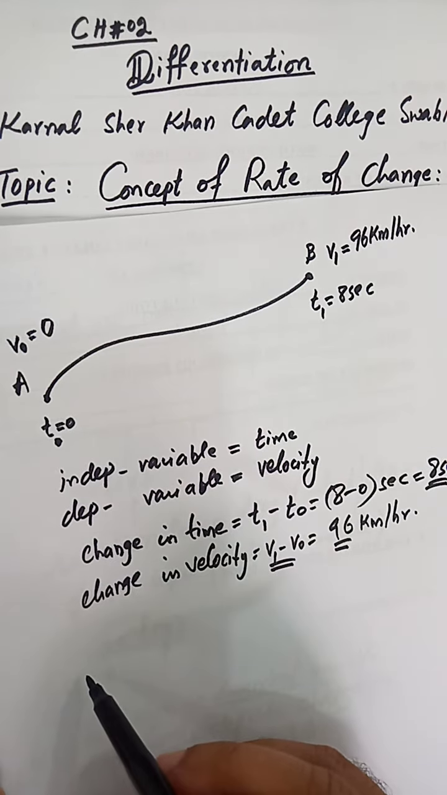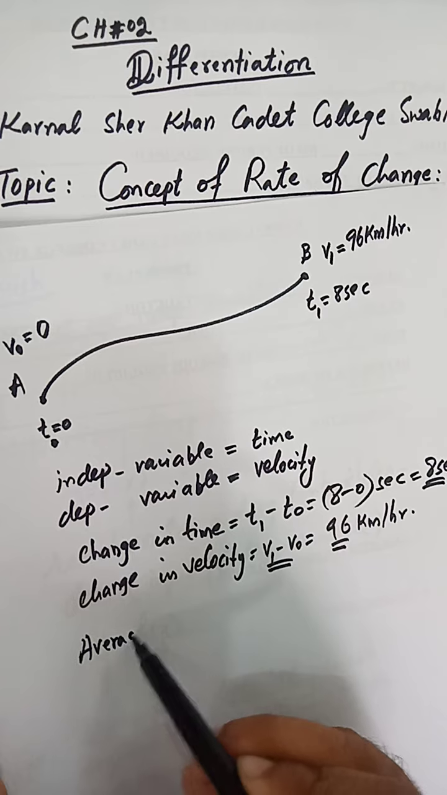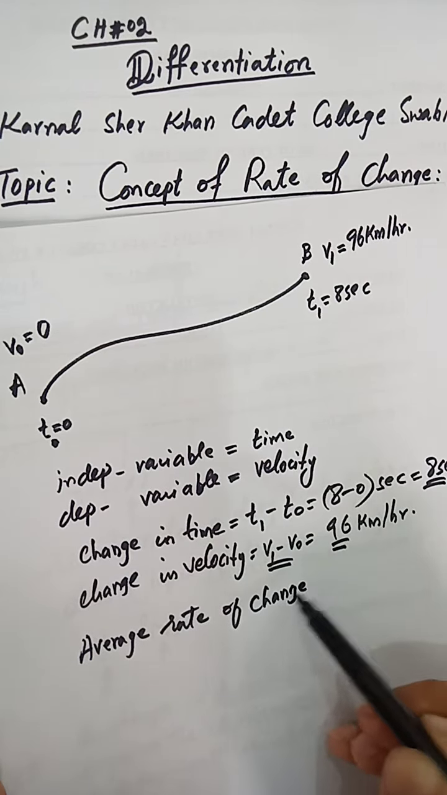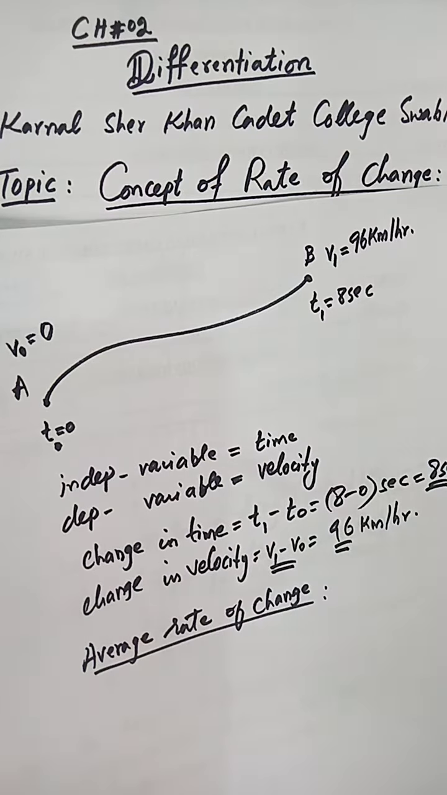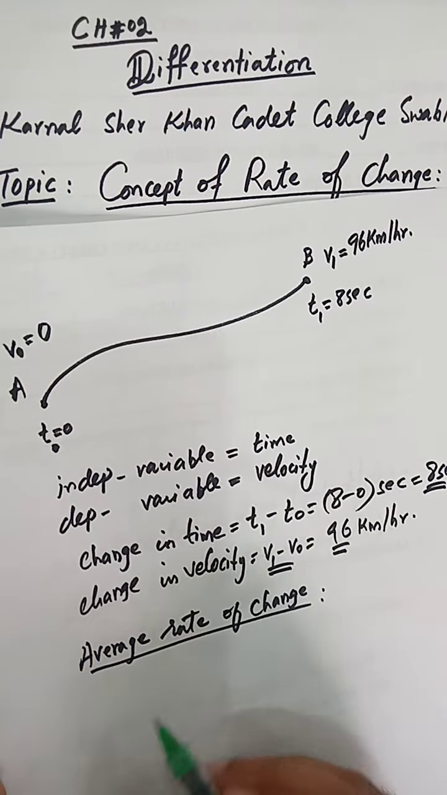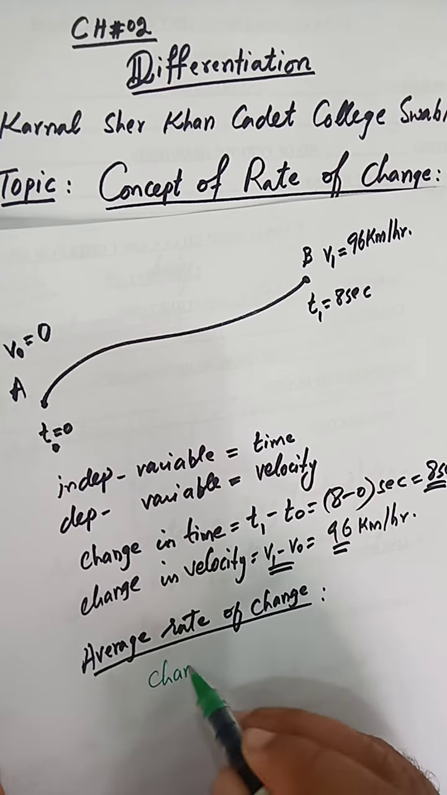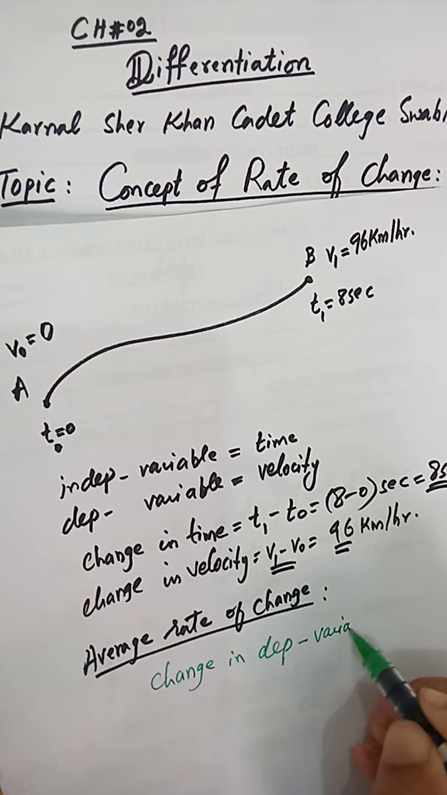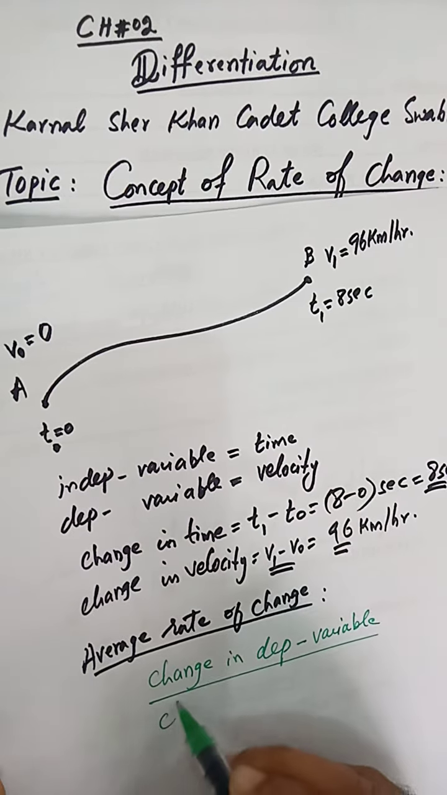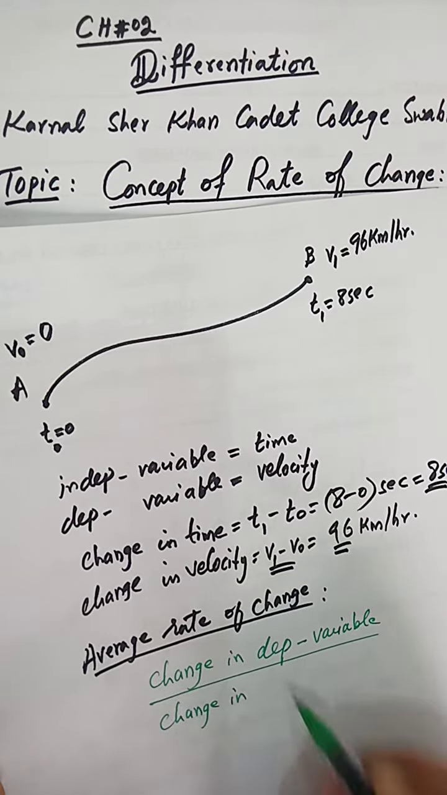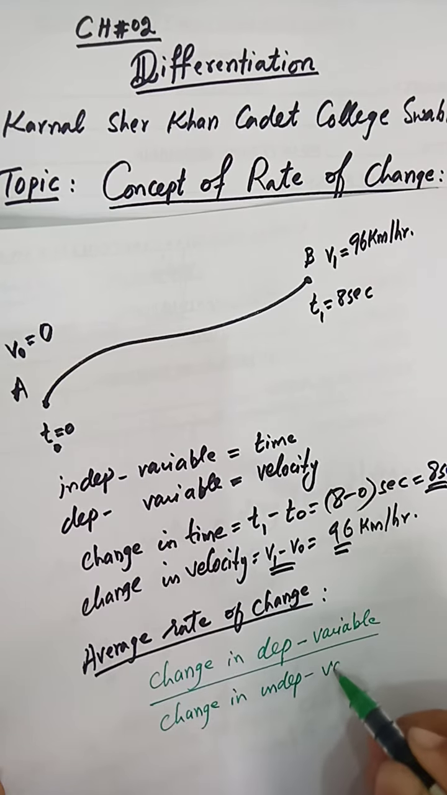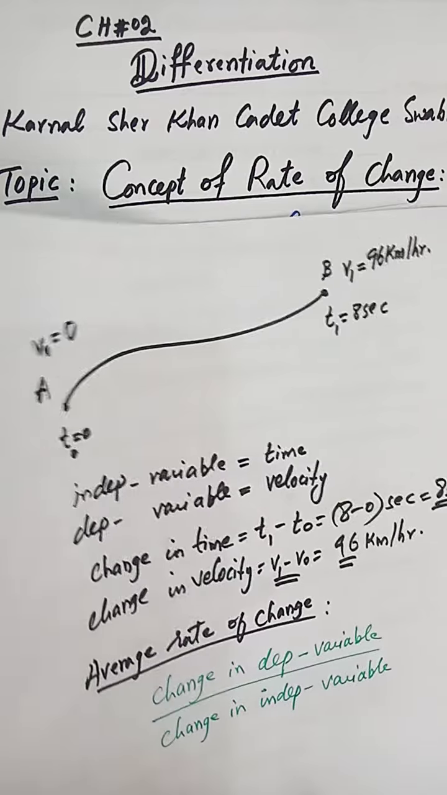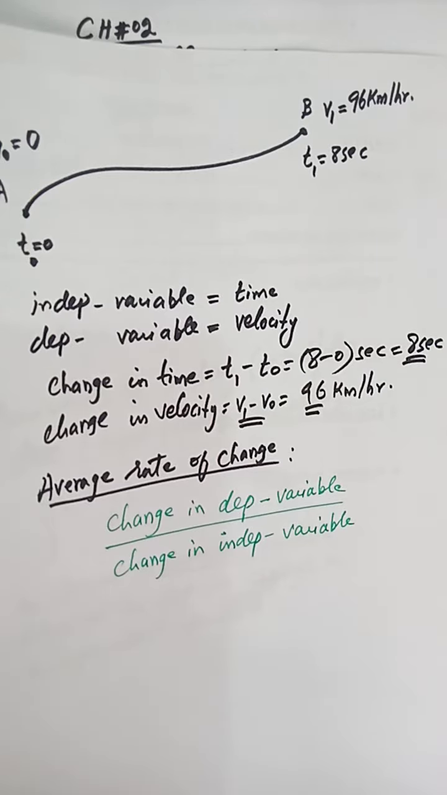So the definition of the average rate of change in a phenomenon is actually the change in dependent variable divided by the change in independent variable. The change that has come in the dependent variable, you have to divide it by the change in the independent variable.